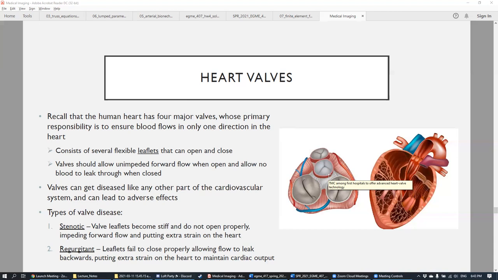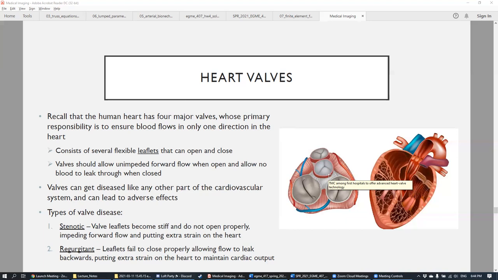Another type of disease is regurgitant disease. What happens there is that your valve leaflets don't close properly. Ideally, your valve should open and allow flow, and then when it needs to close, it shuts completely and prevents flow from coming back. But if you have regurgitant valve disease, these valves will start to leak, and flow will come backwards through your valves and go back into your heart.